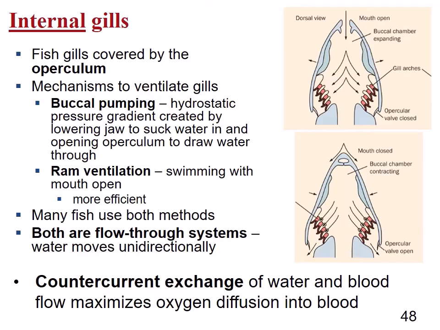So these are flow-through systems. Water moves unidirectionally. It goes from the mouth, over the gills, and out the fish. Here's the old countercurrent exchange system. They have a countercurrent exchange of water and blood flow to maximize oxygen diffusion in the blood. We've got a picture of that on the next slide here.